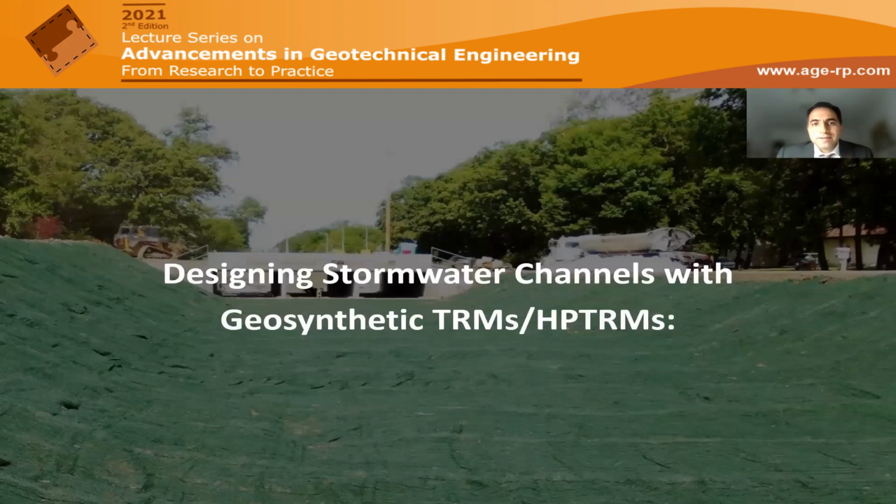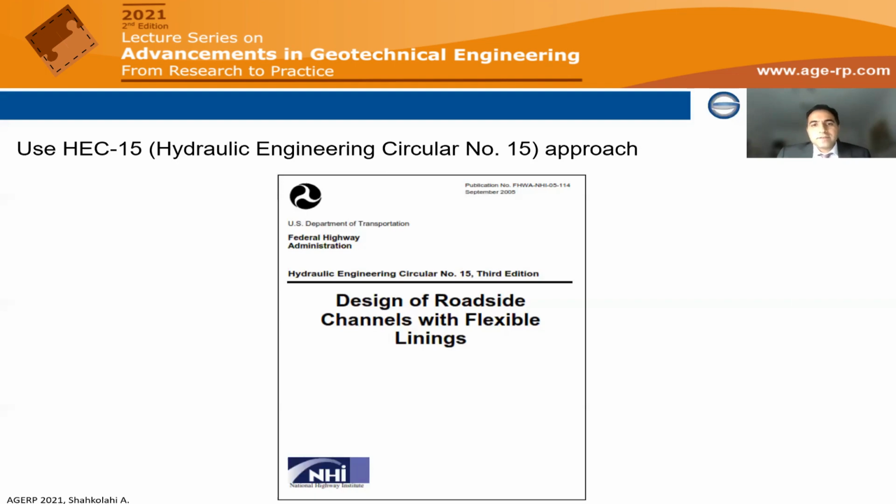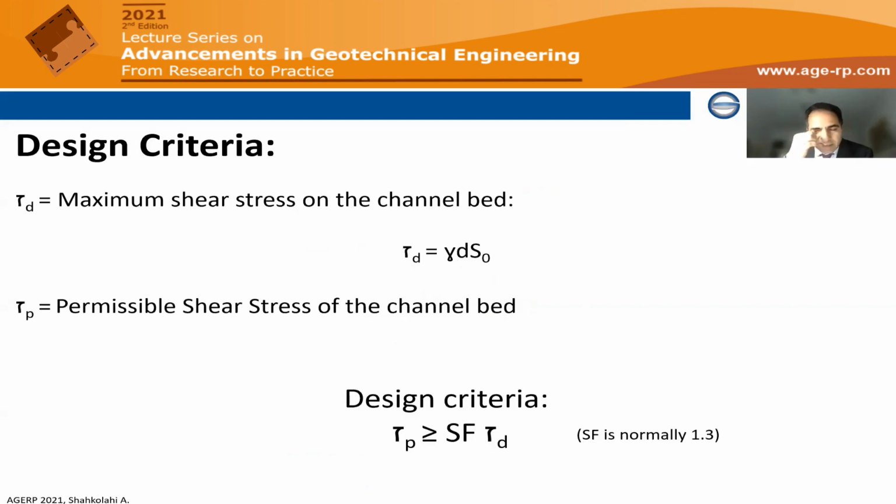How do we design? This is a very simple design procedure for designing with TRMs on channels. We follow HEC 15. HEC 15 is the Hydraulic Engineering Circular number 15 by the US Department of Transportation, FHWA, and it's the design of roadside channels with flexible linings. The design criteria is very, very simple. We have a maximum shear stress on the channel bed, which is TD, and it's a very standard calculation. And then we have the permissible shear stress on the channel. As long as the permissible shear is more than the maximum shear multiplied by a safety factor, which is normally 1.3, we are safe. So this is what we design for.